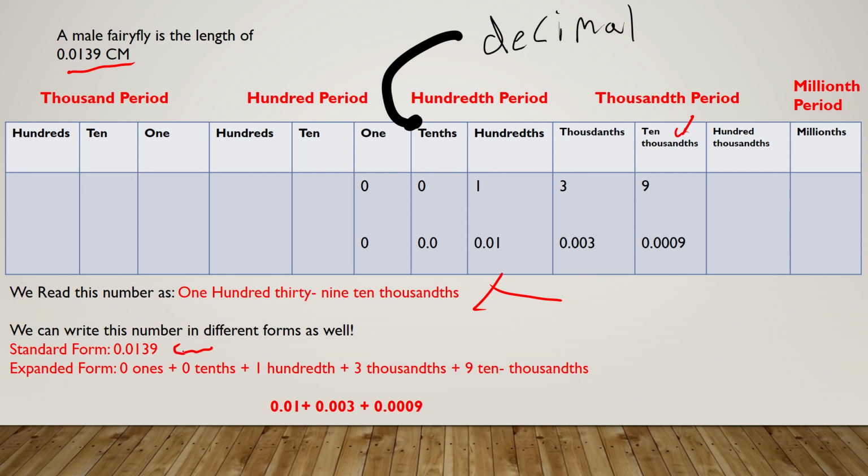Standard form, remember, is just the number. Expanded form, a couple ways of doing it. You could write it this way: 0 ones plus 0 tenths plus 1 hundredth plus 3 thousandths plus 9 10,000ths. Or you could do expanded form, which is 0.01 plus 0.003 plus 0.0009, which, if we added all that together, we are going to get 0.0139 centimeters.